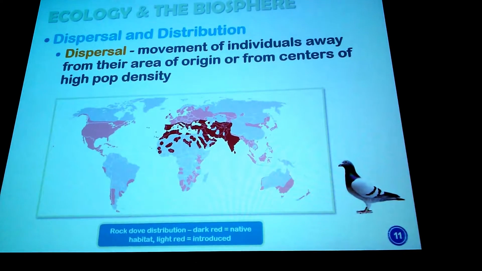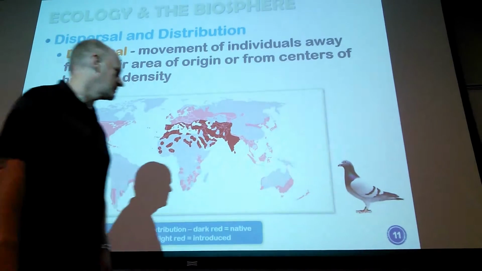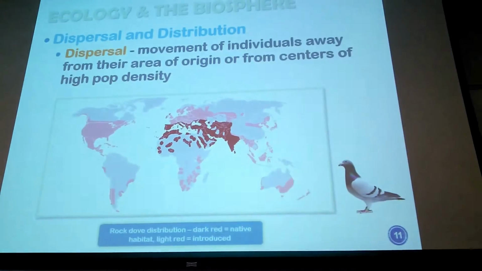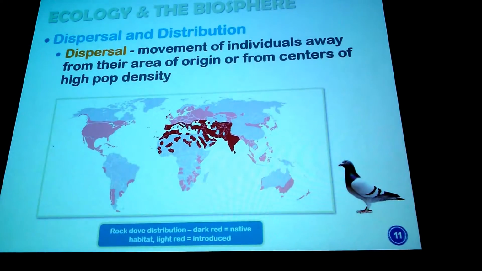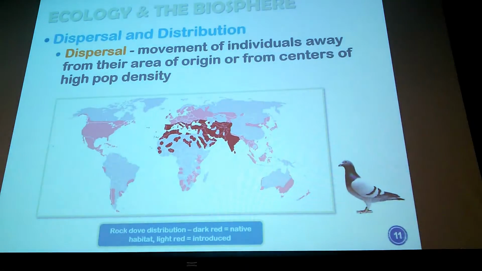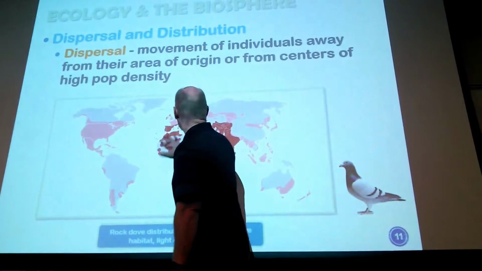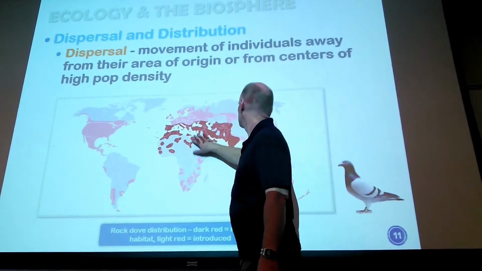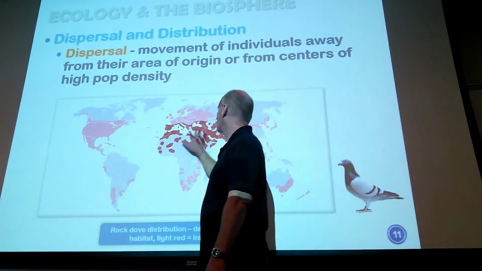Dispersal. Oh, nice. Movement of individuals away from their area of origin or from centers of high population density. The rock dove, the actual name of a pigeon. Rock doves were originally distributed throughout the dark red areas around the Mediterranean, northern Africa, southern Europe, parts of the Middle East, Asia, and eventually they made their way into Europe.